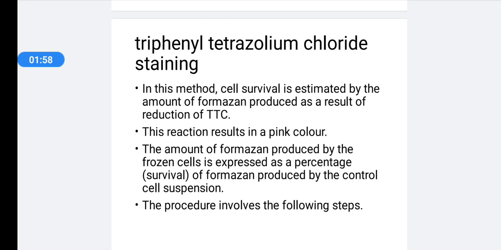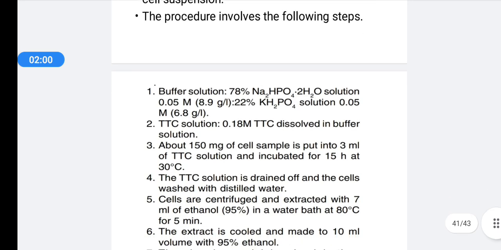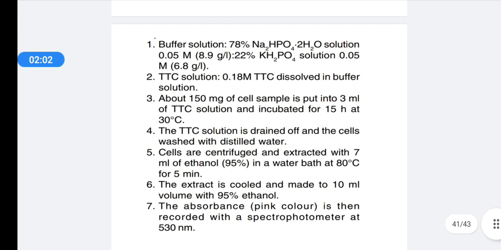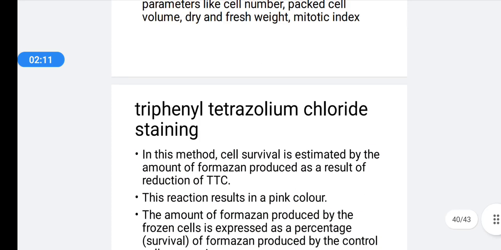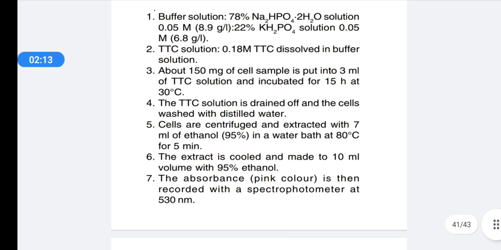For the TTC staining, we have to prepare a buffer solution. Then we have to prepare a TTC solution, that is a triphenyl tetrazolium chloride solution. Then we take 150 mg of the cell sample and put it into 3 ml of the TTC solution, and then we incubate it for 15 hours at 30 degrees Celsius.